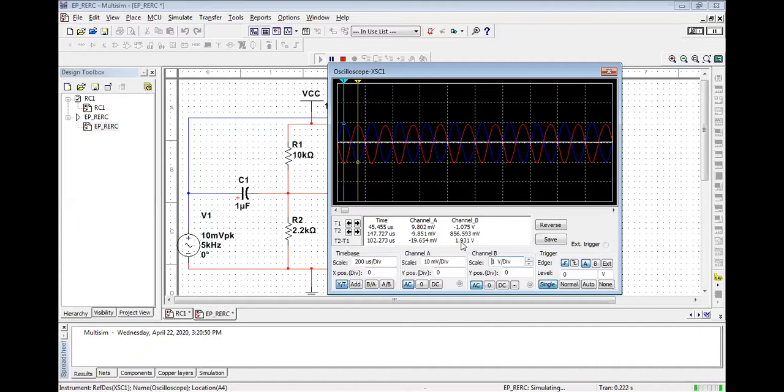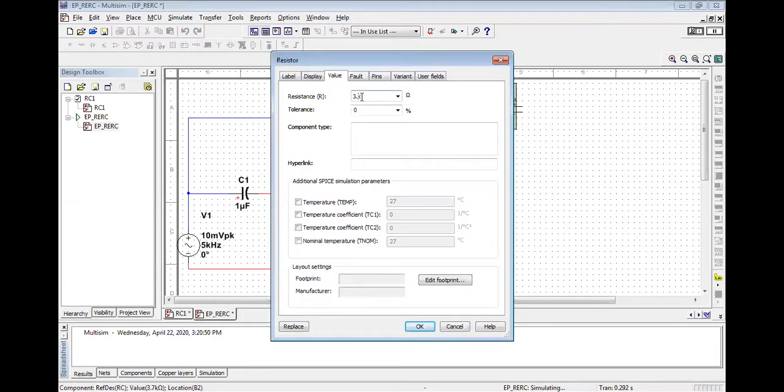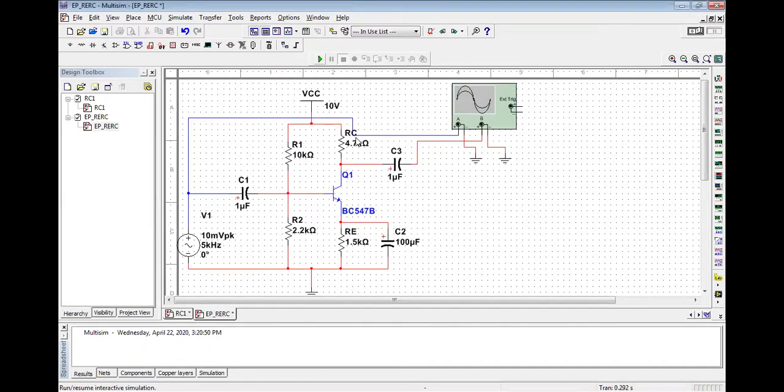So here you can see, if we are going to increase the value of RC from 2.2 to 3.7, this is the answer, that the gain is increasing. Now I'm going to stop this, and we are going to increase the value of RC with one more value, from 3.7 to 4.7. I have to stop the simulator first. Now it is 4.7K.